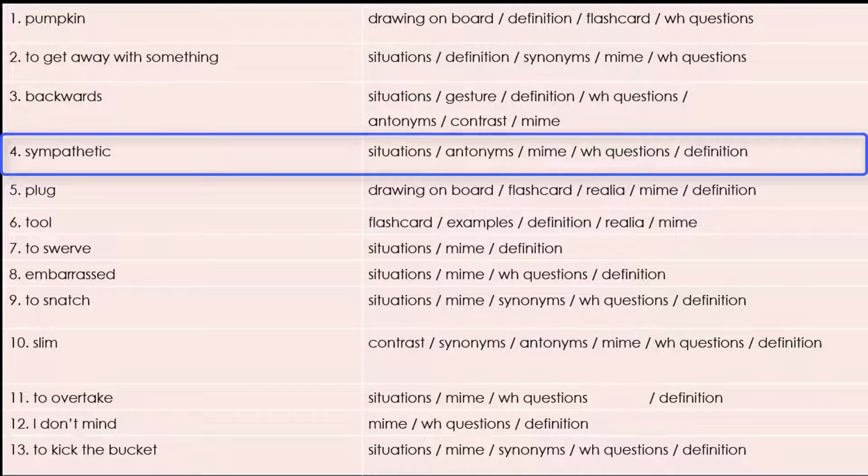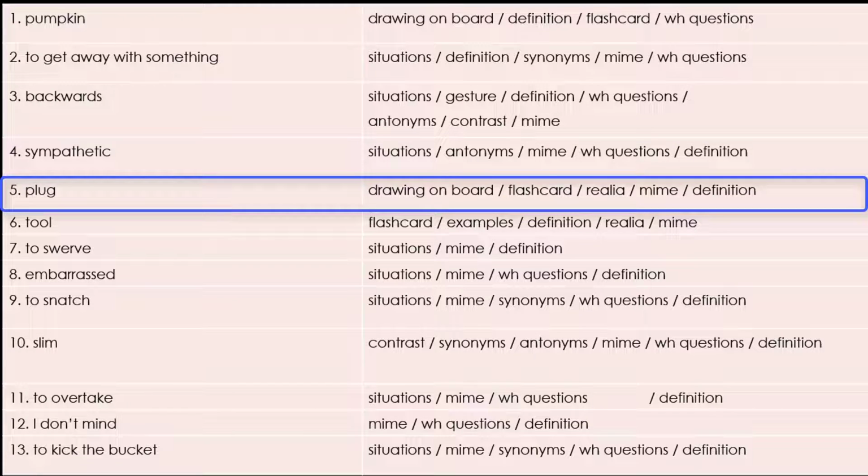You could describe one person as being sympathetic and another person as being cold-hearted. Yeah, you could mime sympathy, put your hands together and your head down and look a little bit sad, and that would be a good mime of sympathetic. You can ask WH questions or, of course, give a definition. So a person who is sympathetic is kind to you when things are bad, and they show that with their feeling.